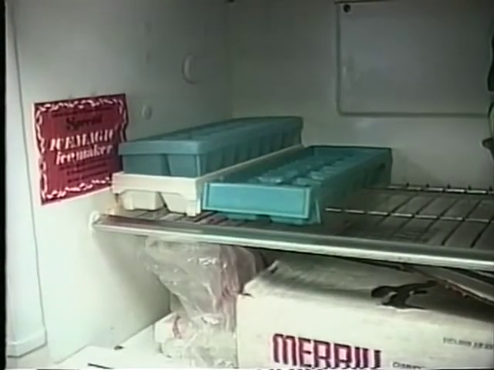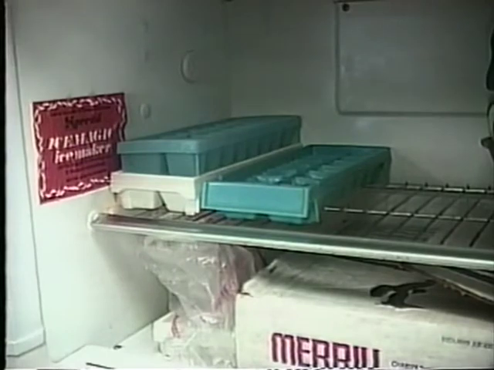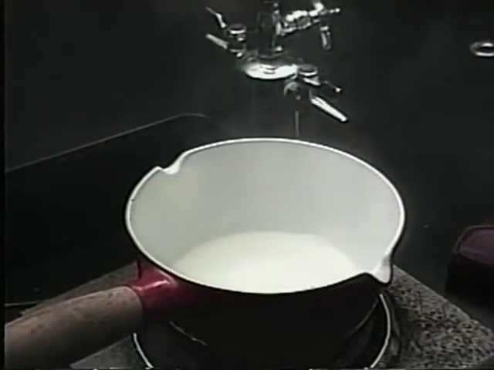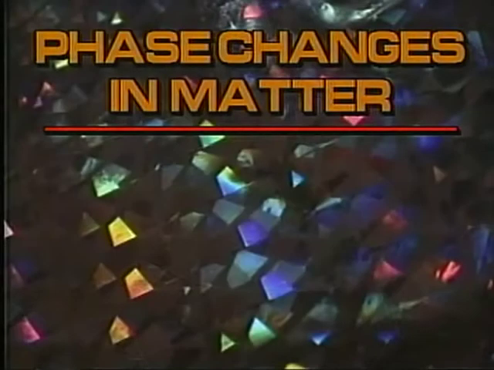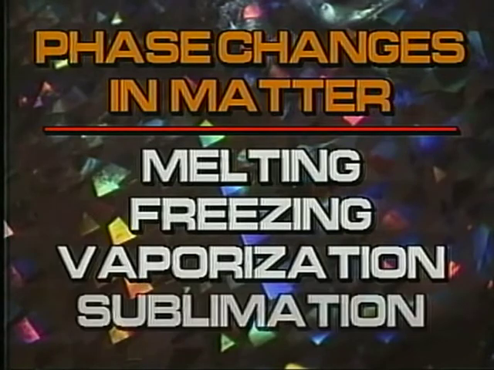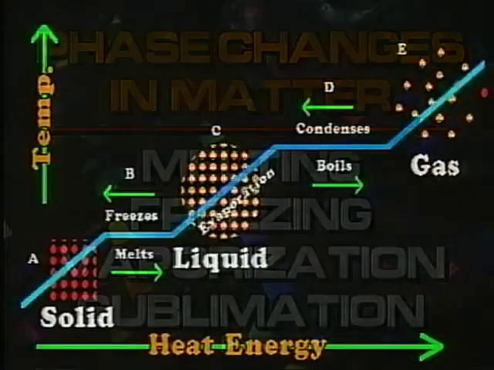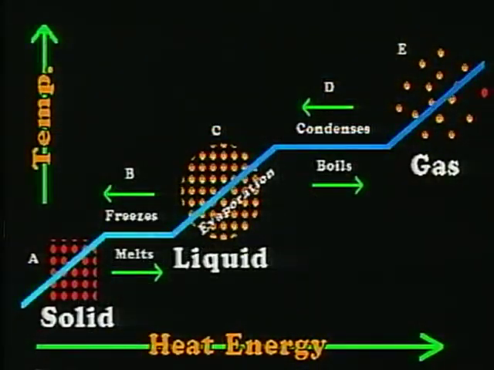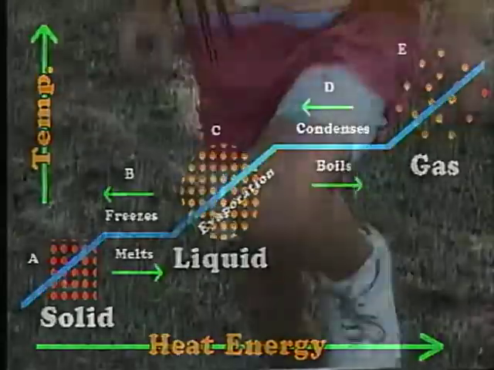When you put water into the freezer, you remove heat or energy to make ice. You add heat energy to turn water into steam. The phase changes in matter are melting, freezing, evaporation, and sublimation. These changes in phase represent all physical change. Melting changes a solid into a liquid. When vaporization takes place at the surface of a liquid, the change is called evaporation.